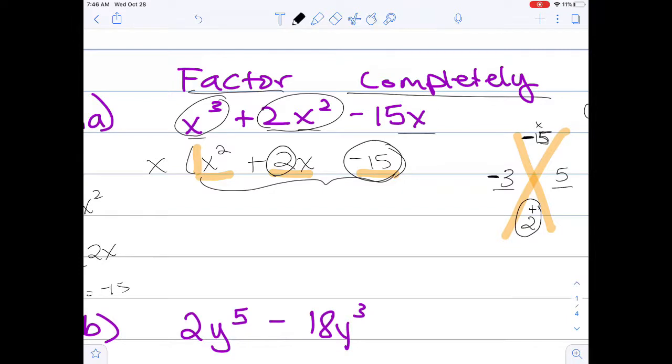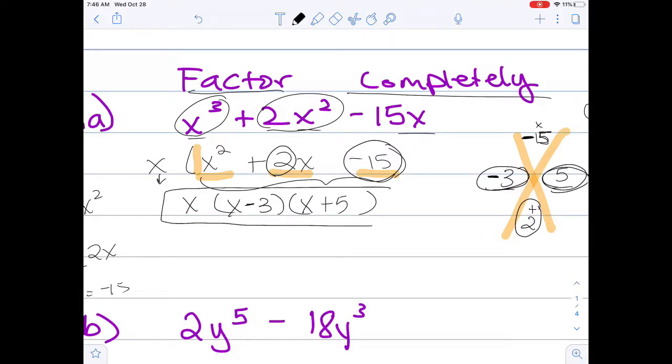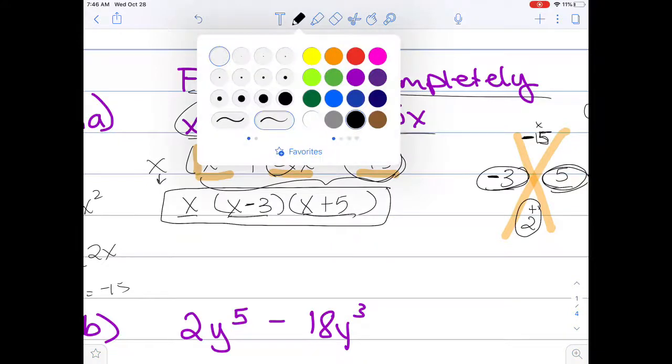And we can double check it. Negative 3 times 5 is negative 15, and negative 3 plus 5 is positive 2. So perfect. So this becomes x, and then we put the factors here, minus 3 and plus 5. And then don't forget to bring down this x out in front. And so this is completely factored because none of these terms can be factored anymore. All right, let's do the next one.